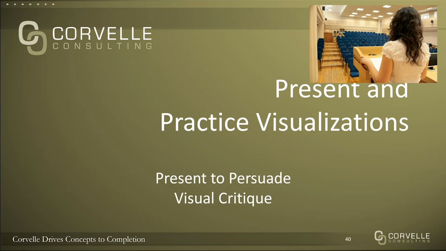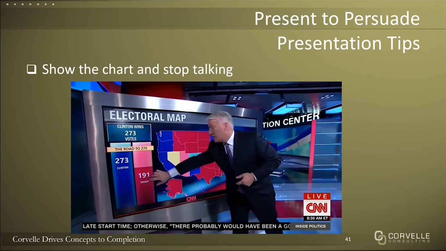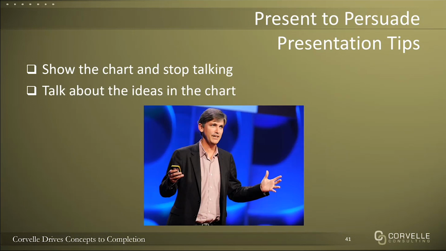Okay, we need to practice and to present our visualizations. Let's talk about that for a minute. Always show this chart and stop talking. Give the audience a chance to absorb what you have going on. I'm really impressed by what CNN did in their election coverage and the visualizations of that data. I wish I had tools like that.